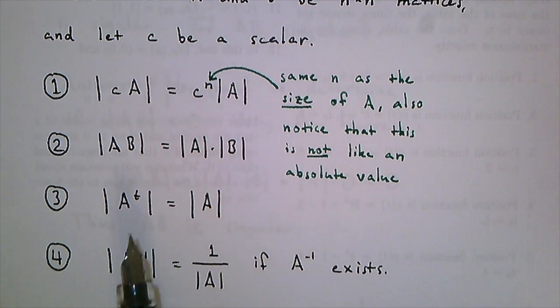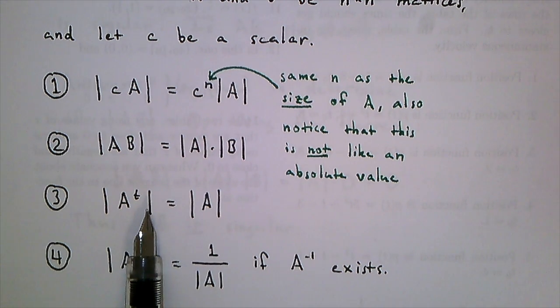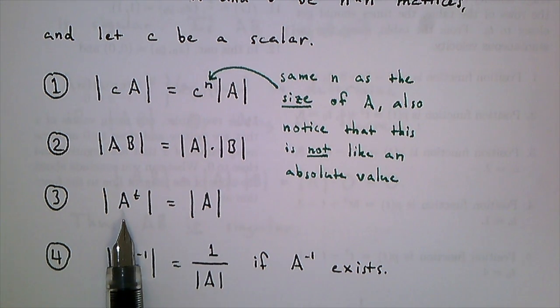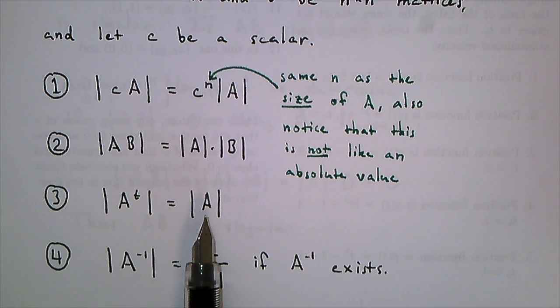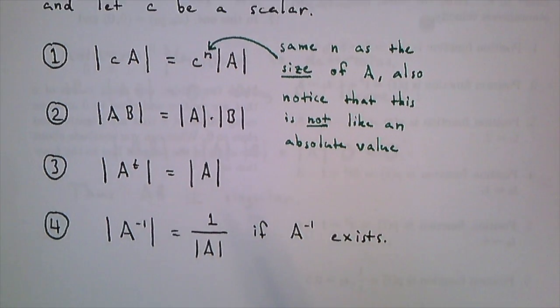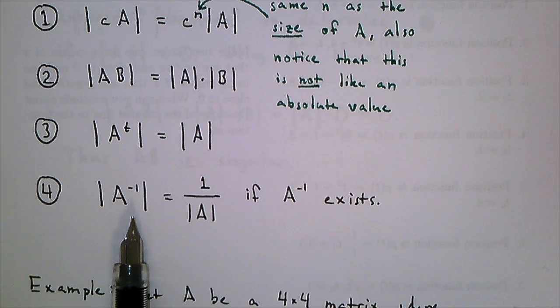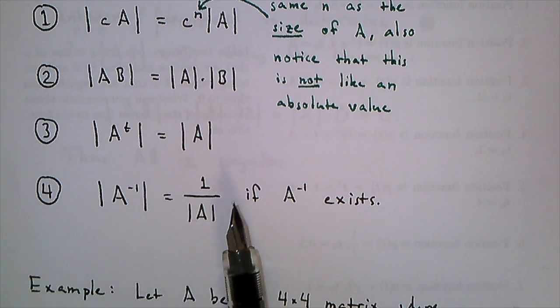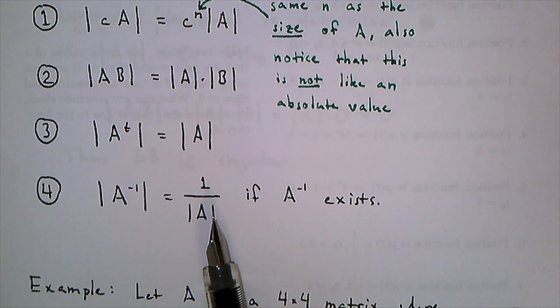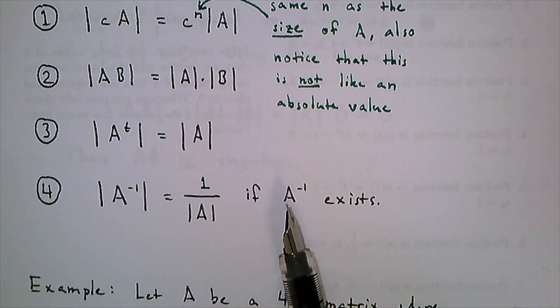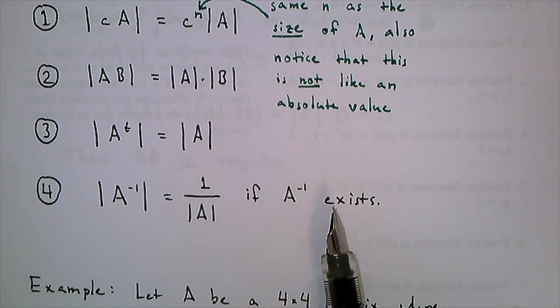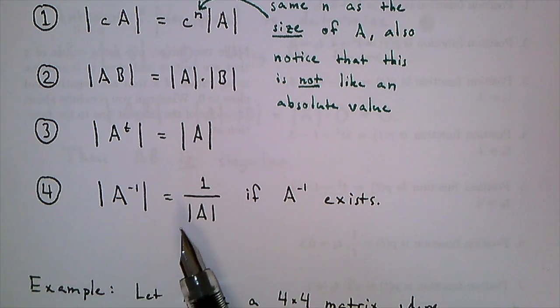Next, we'll discuss transposes. If we take the determinant of the transpose of A, then nothing changes. It's the same as the determinant of A. To take the determinant of the inverse of a matrix, we do 1 over the old determinant. Of course, we have to assume that the inverse of A actually exists in order for this to make any sense.